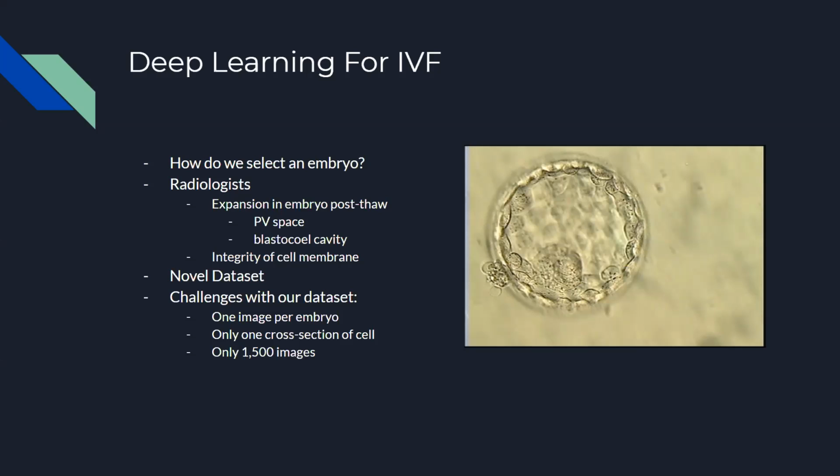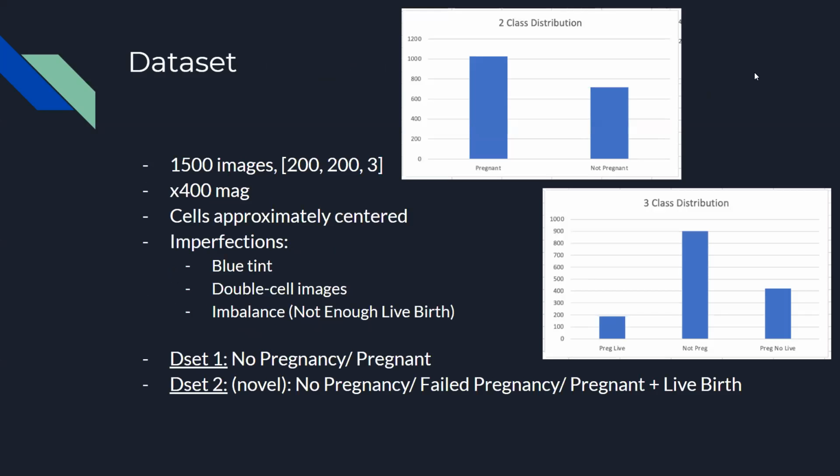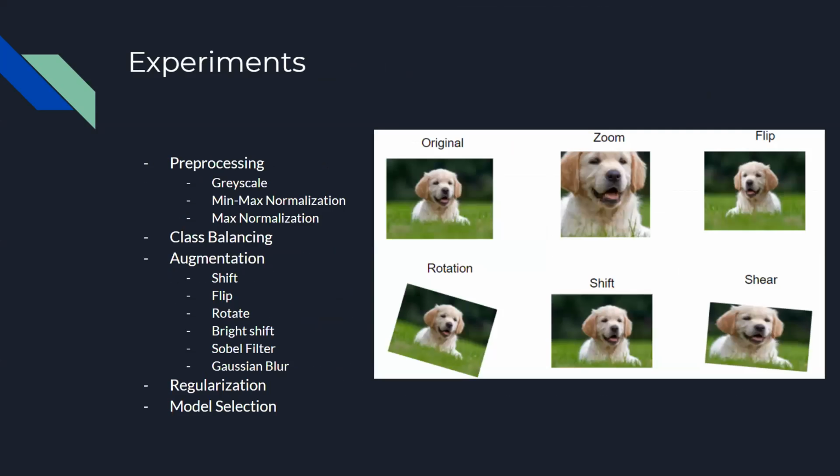It's great that we have this novel data set because of the research we can do, but there are some challenges with the data set in that there's only 1 image per embryo, so we don't have this time-lapse, which is proven to be beneficial. We only get 1 cross-section of the cell, and we only have a small number of images. And then furthermore, we have not the greatest data set balance. You can see in this 3-class distribution, we have very few examples of actual successful pregnancies. So we wanted to perform experiments to try to address these issues and lift our performance on these data sets.